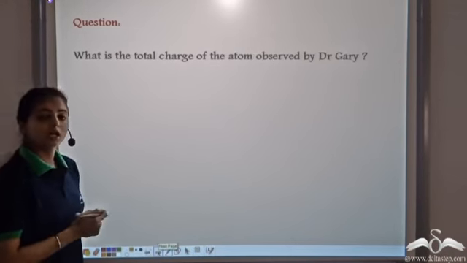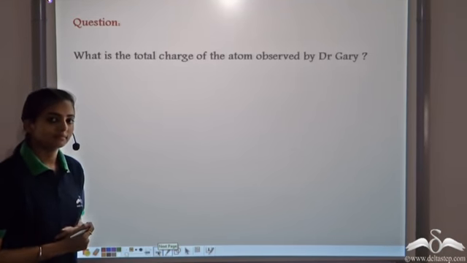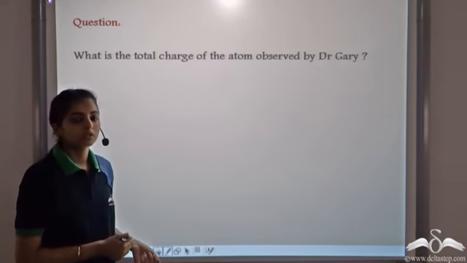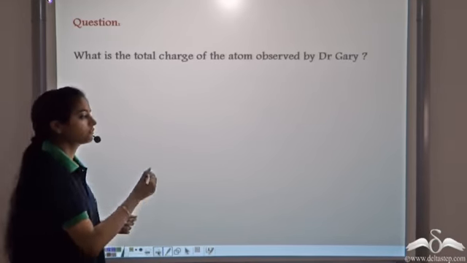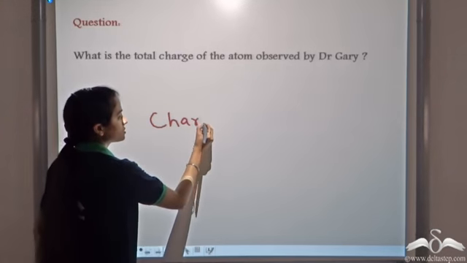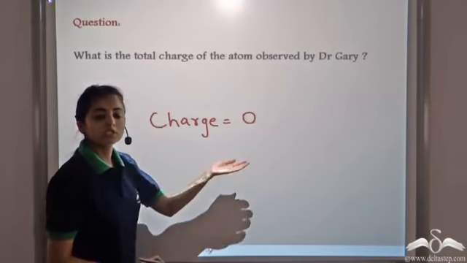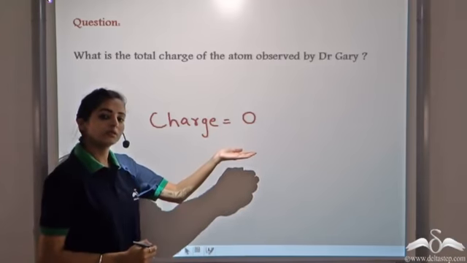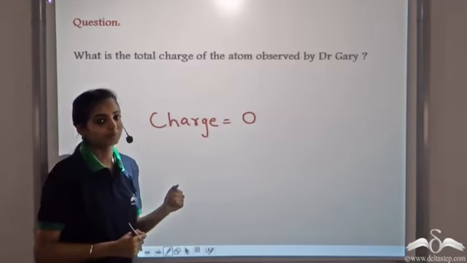What is the total charge of the atom that was observed by Dr. Gary? So we know that an atom is always electrically neutral. So it's not dependent on the number of protons and electrons which are present. The total charge on an atom is always 0, because an atom is always electrically neutral. The number of electrons is always equal to the number of protons, and that is why the total charge on the atom is always 0.